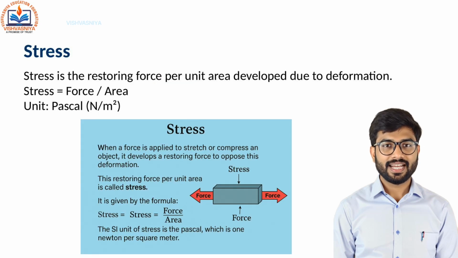When a force is applied to stretch or compress an object, it develops a restoring force to oppose this deformation. This restoring force per unit area is called stress. It is given by the formula stress equals force divided by area. The SI unit of stress is the Pascal, which is 1 Newton per square meter.